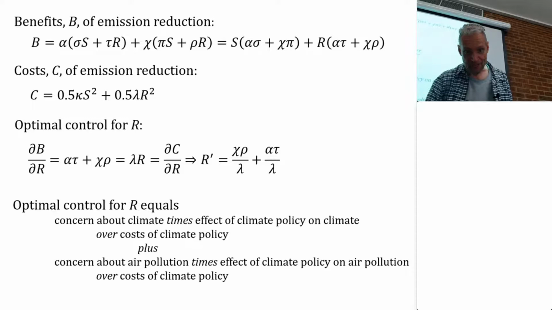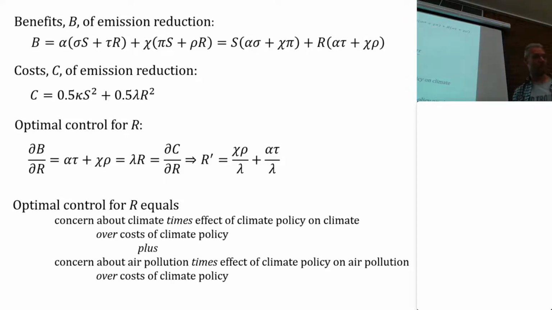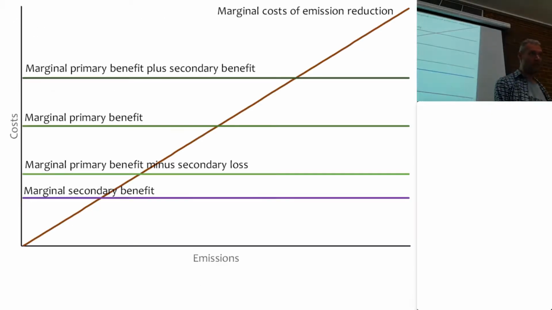Or in words, the optimal control for R, for greenhouse gases, equals our concern about climate change times the effect of climate policy on emissions divided by the unit cost of climate policy, plus our concern about air pollution times the effect of climate policy on air pollution, alpha times tau, and again divided by the unit cost of climate policy, right? And graphically that looks as follows.